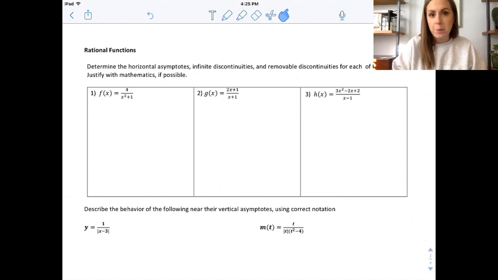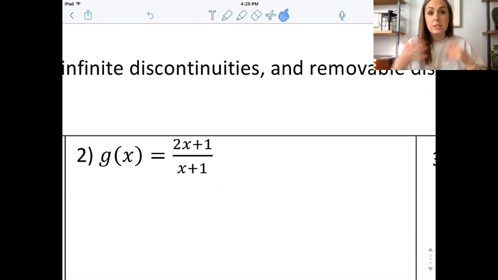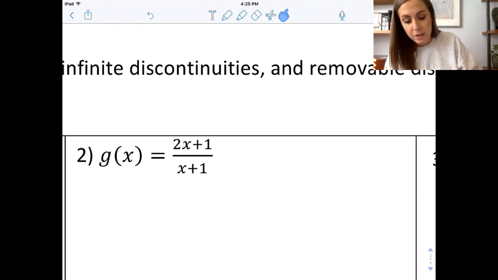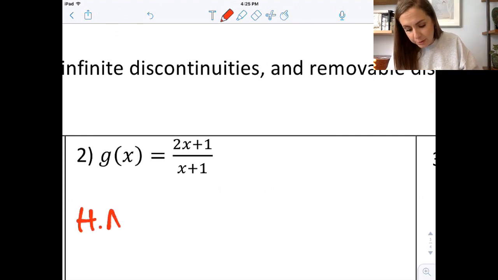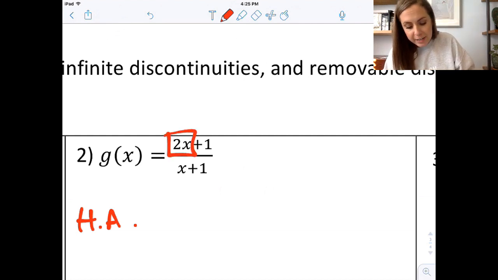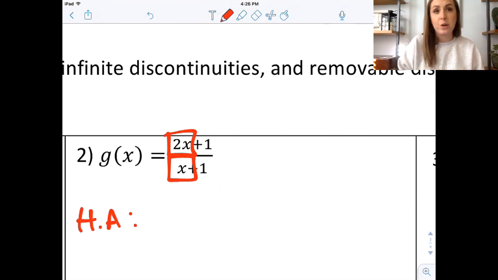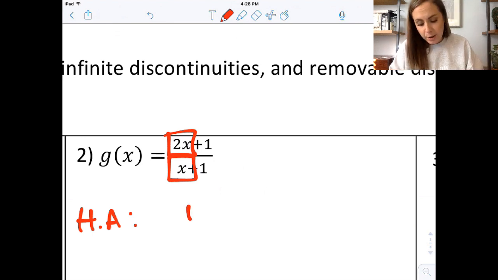So let's start by looking at number 2. So I want to know here where is my horizontal asymptote, vertical asymptote, and holes, or infinite discontinuities and removable discontinuities. So let's start with horizontal asymptote because we don't actually need to do any work for that. What you're going to do here is look at your dominant terms, right? So in each case there, it's the one with the highest degree. Those have the same dominant term or same degree. And so I'm going to divide the leading coefficients, which would be 2.